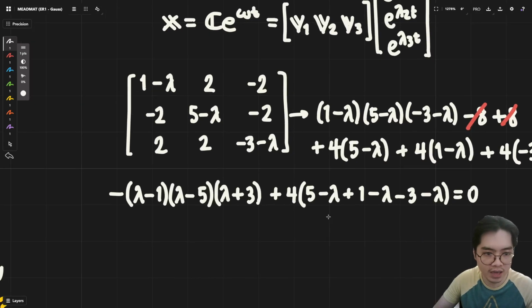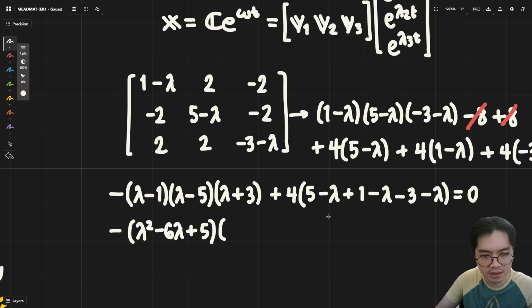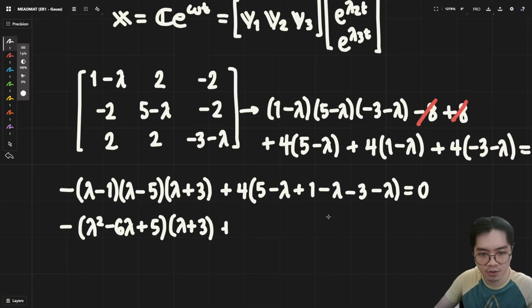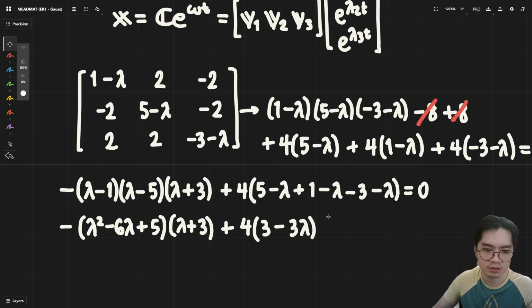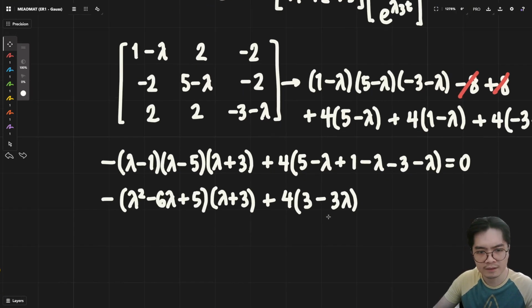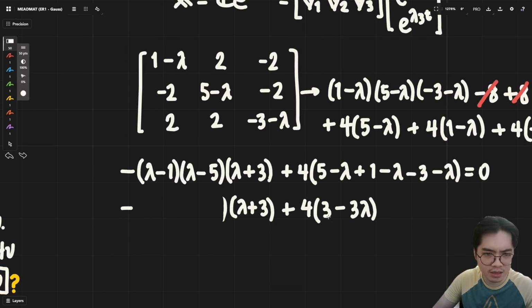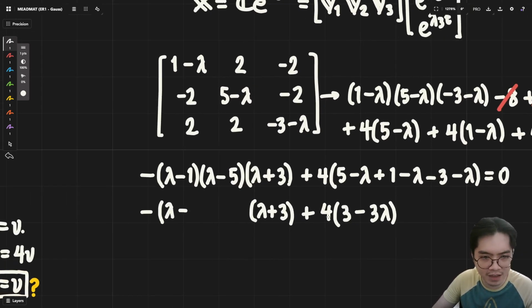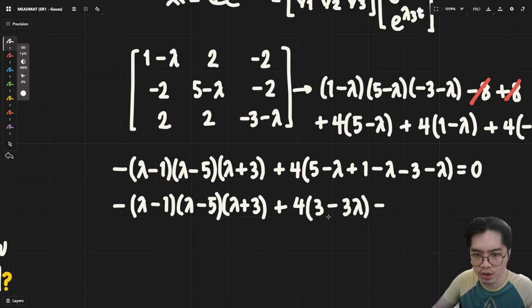Currently, I'll just FOIL this first thing: lambda squared minus 6 lambda plus 5, and then lambda plus 3. And then now you will have in here 4 times 5 plus 1, 6 minus 3 is 3, minus 3 lambda. Let me unfactor, or rather refactor, that first, just so I can show you guys that there is something going on in here.